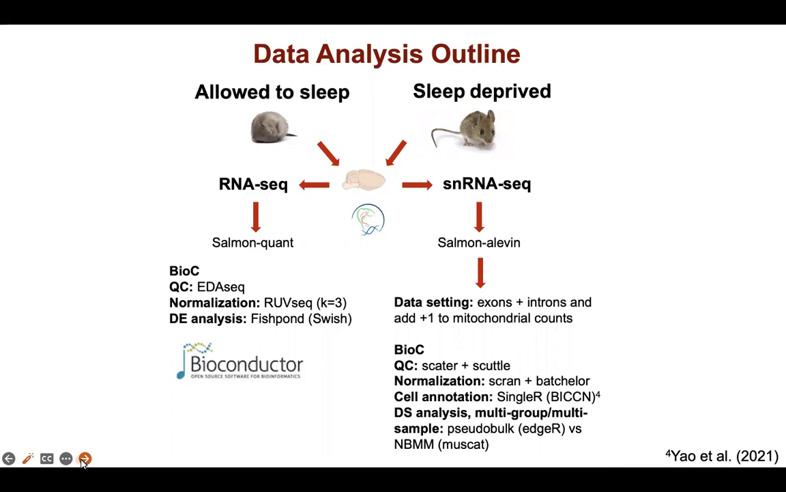Our single nuclear RNA-seq data was quantified using Salmon alevin. We began by adding exons and introns and adding a count of 1 to the mitochondrial counts. We used scater and scuttle for quality control. Scuttle was used to detect low quality and damaged droplets. We used the fastMNN method from batchelor to correct data for batch effects. We used SingleR for the annotation of our data. This was from the Brain Initiative Cell Census Network, and we did this to avoid bias from clustering. Downstream analysis included the negative binomial generalized model from edgeR and the negative binomial mixed effects model from muscat.